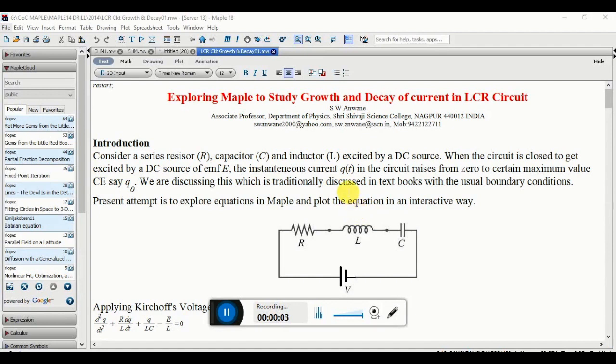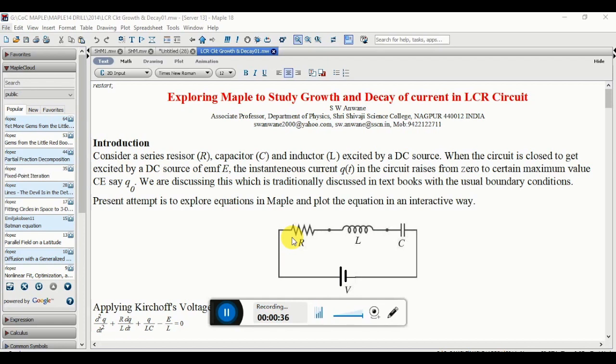Now we shall use Maple to study growth and decay of current in an LCR circuit. After this discussion, I believe the smaller combinations LR, RC should not cause any problem. And in fact, this is the toughest combination of circuit for B.Sc first year students. And this is the longest differential equation to be treated in the B.Sc first year.